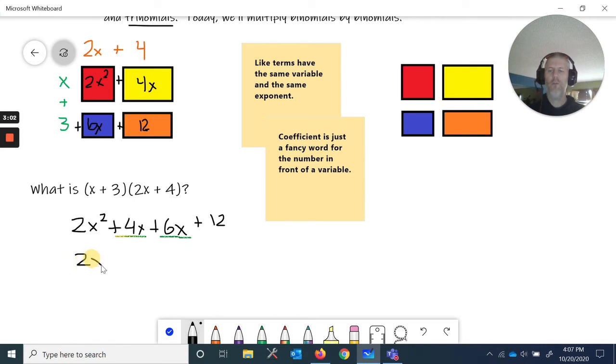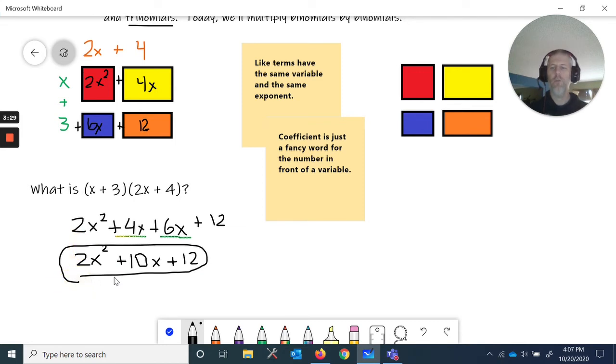So 2x squared, I can't combine that with any of the other x's because there's no other x squareds. 4x plus 6x, well, 4 plus 6 is 10. And a common mistake I see people make here is to put x squared, but x squared means x times x, and I'm adding these x's together, these groups. So it's still just x to the first power. And then plus 12. Okay. So there is my solution, 2x squared plus 10x plus 12. And that was a combination of these 4 rectangle areas.